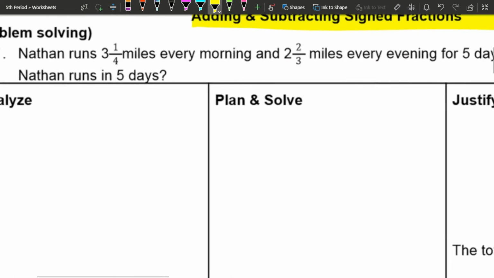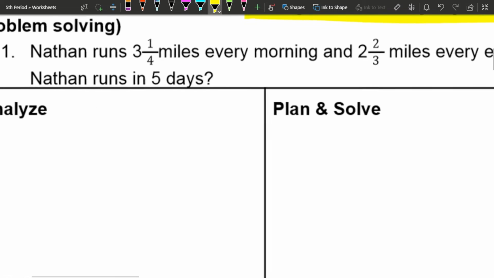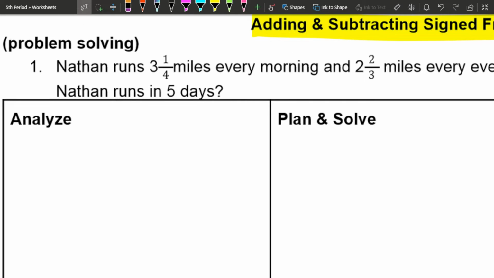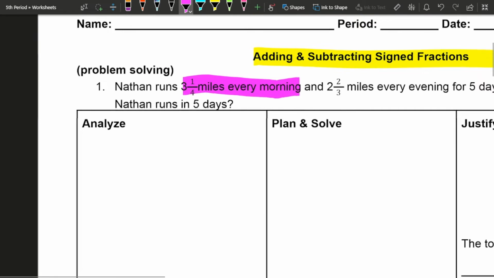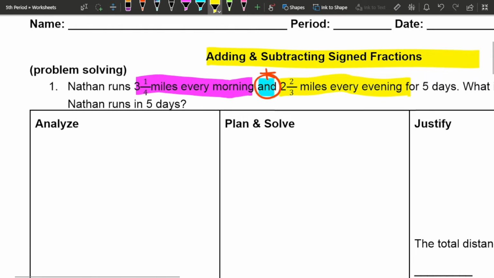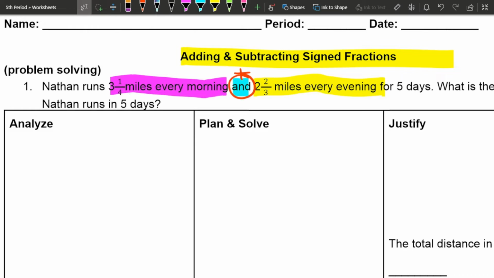Okay, so we're gonna analyze. I know that he's gonna be running 3 1/4 miles in the morning every day, and I think that's gonna be one of our keywords. What does "and" tell you to do? "And" tells you to add. Okay, and we're gonna add 2 2/3 every evening. But then we also have this thing that says for 5 days.